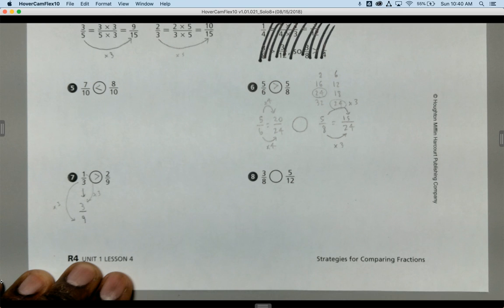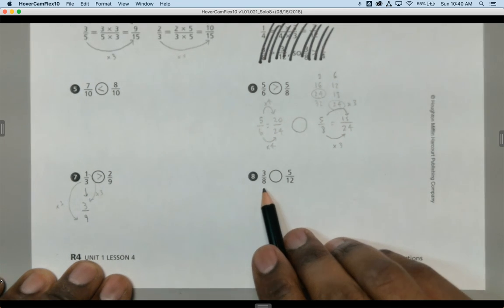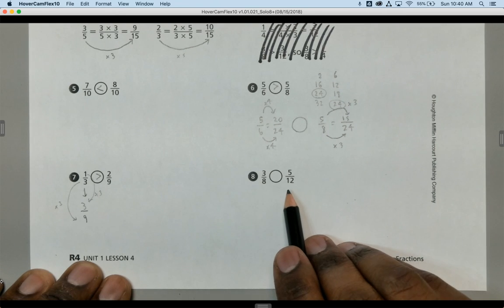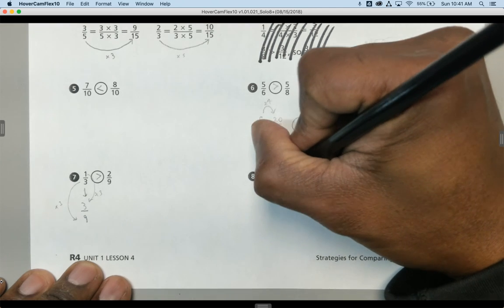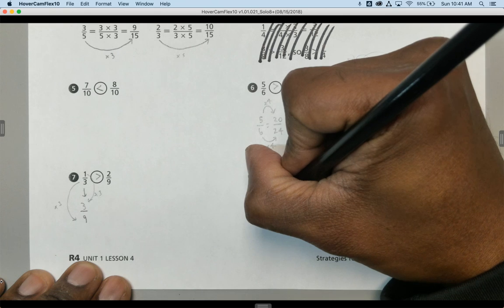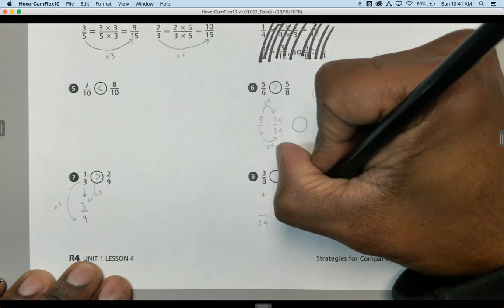Over here, 3/8 is being compared to 5/12. 12 is the larger of the two. 12 on its own will not work for 8, but I'm not going to give up on 12. I'm going to go through my multiples of 12. 12, 24, 36. Wait a minute. 24. 24 works. I'm going to rewrite both of these fractions as having a common denominator of 24.